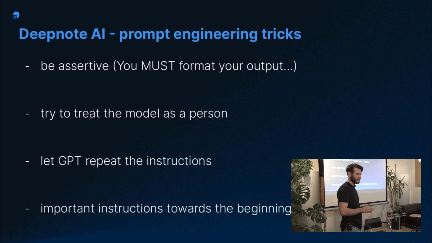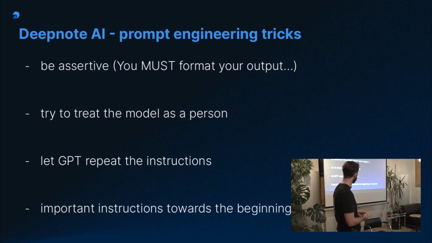A couple more tricks. Be assertive. The good old "you must output your format in a certain way" works. Try to treat the model as a person. If you were chatting to a person, you would probably encourage them to think. You would maybe tell them, take a moment, think about the answer. This works with the models as well.